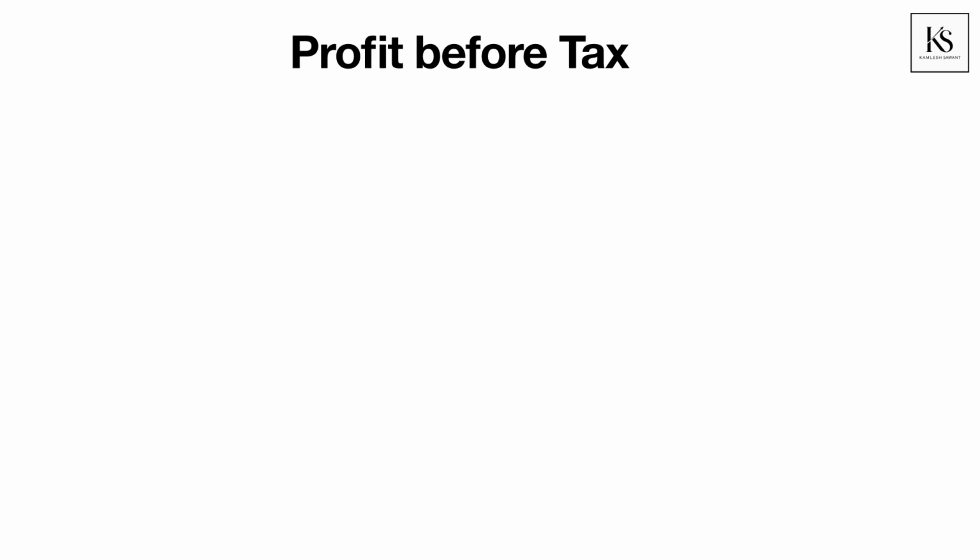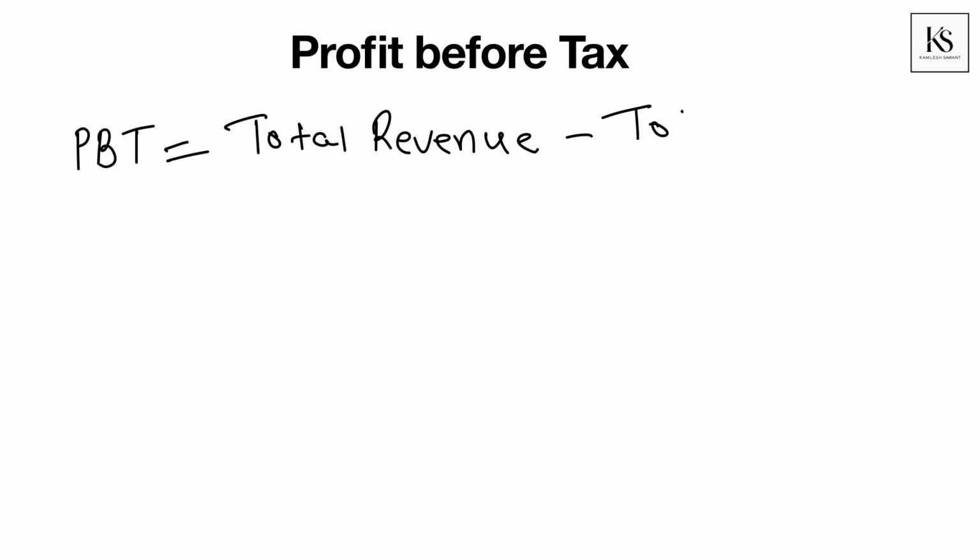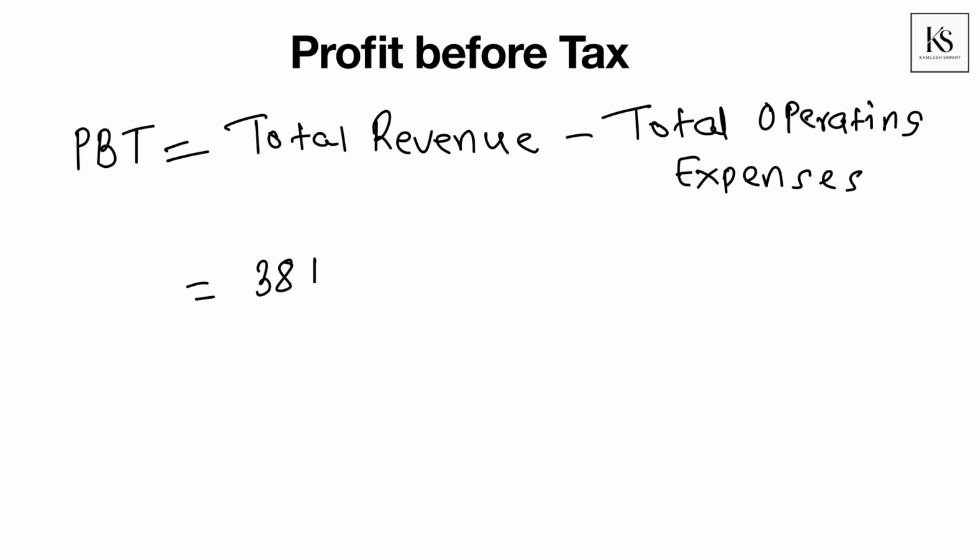The profit before tax refers to the net operating income after deducting operating expenses but before deducting taxes and interest. Proceeding further on the P&L statement, we can see that ARBL has mentioned their profit before tax and exceptional item numbers. Simply put, the profit before tax is equal to total revenues minus total operating expenses, that is 3482 minus 2941.6 is equal to 540.5.